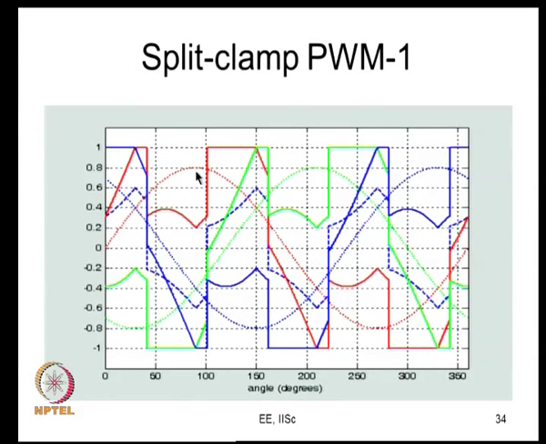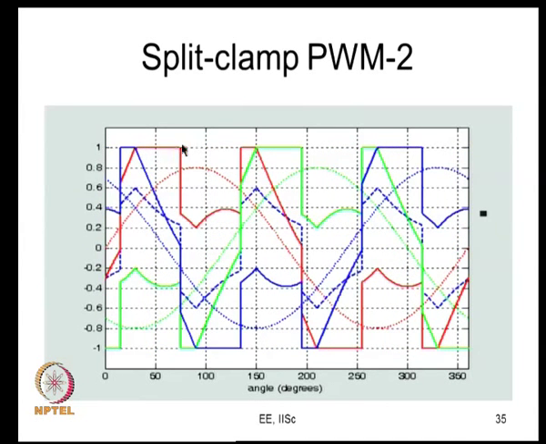So, then we have split clamp PWM. Here we have the split clamp. Here you have this is low and this is high, like say 10°, I mean this is 50°. The other example is this is 50 and this can be 10. We call this split clamp PWM 2.